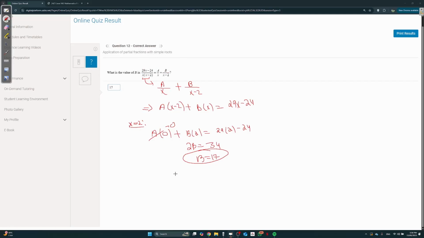If they asked for a, what would you do? You substitute x as 0, because that's the second zero over here, right? The second zero would be substituting x as 0. So a times negative 2 plus b times 0 equals negative 24. This goes, you're going to get negative 2a equals negative 24. So a is equal to 12 if they asked for it, okay?